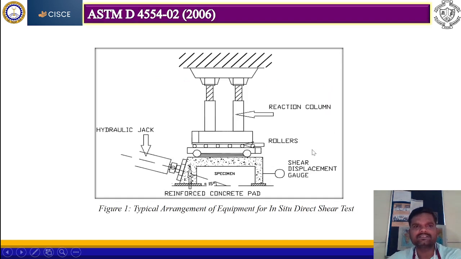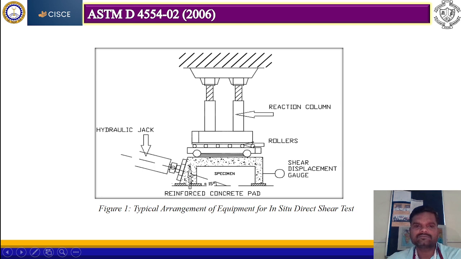My first test is the very well-known test, that is ASTM D4554, 2006. This test is used to find the discontinuities of rock. You can see a specimen in a rock, and like our similar direct shear testing, we apply the normal load and find the corresponding shear load at failure. Here also you can see that from the reaction column they apply the normal load, and with a hydraulic jack they apply the shear load.